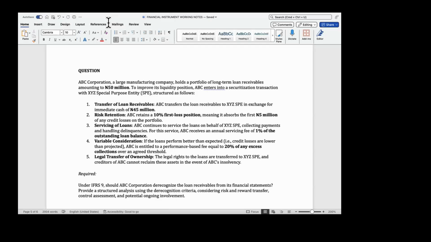5. Legal transfer of ownership. The legal rights to the loans are transferred to XYZ SPE. Creditors of ABC cannot reclaim these assets in the event of ABC's insolvency. Required. Under IFRS 9, should ABC Corporation derecognize the loan receivables from its financial statements? Provide a structured analysis using the derecognition criteria, considering risk and reward transfer, control assessment, and potential ongoing involvements.